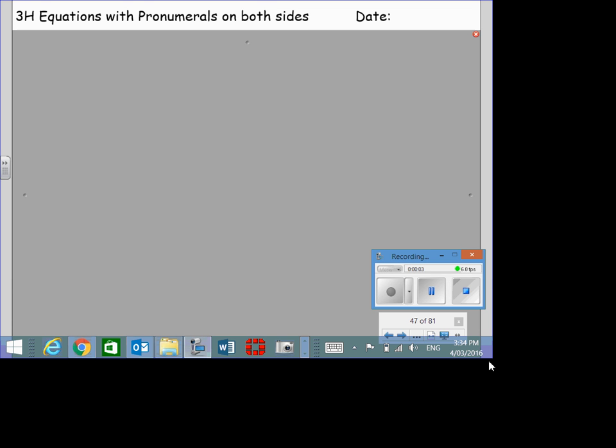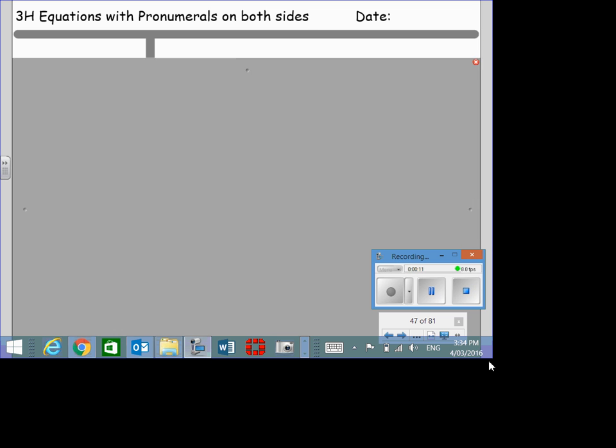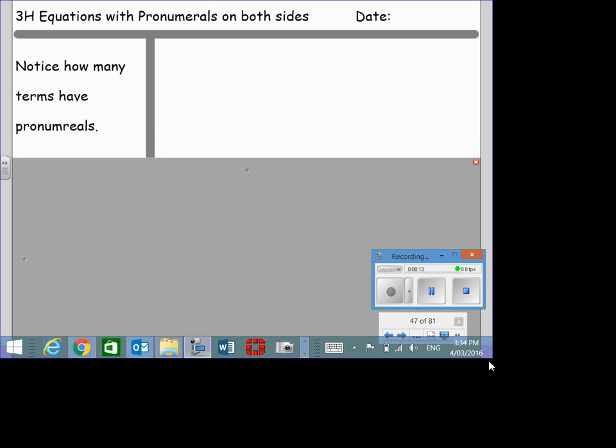Hello, Year 9. We're going to add on another layer to our equation solving. Go ahead and set up your paper with the proper title. And our first question is, notice how many terms have pronumerals.